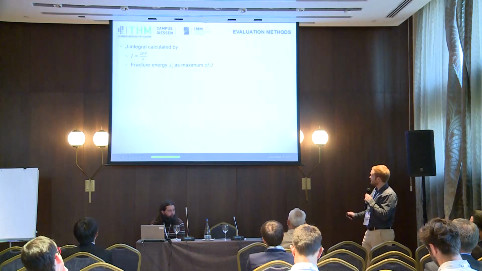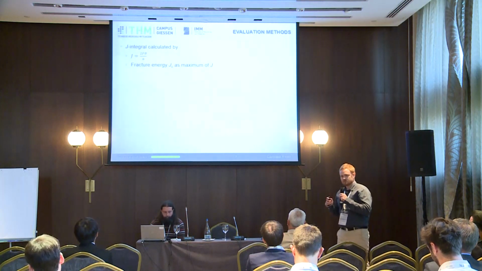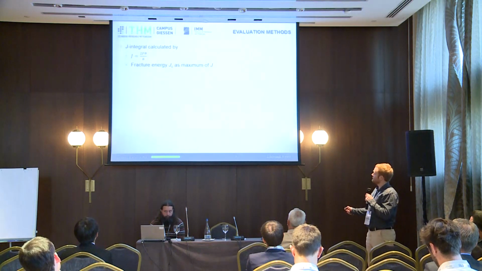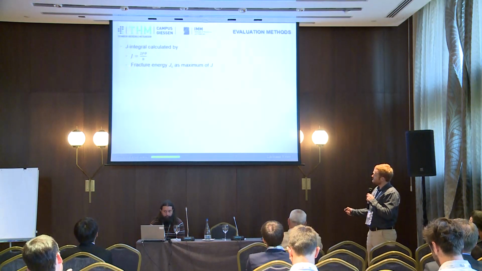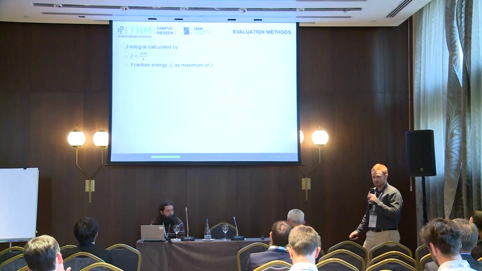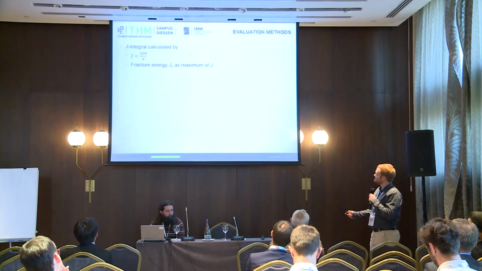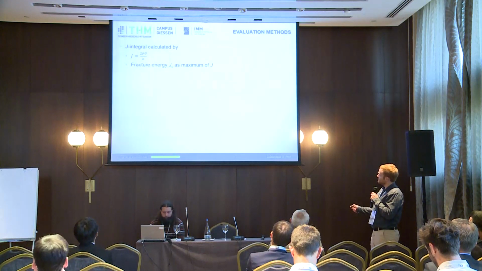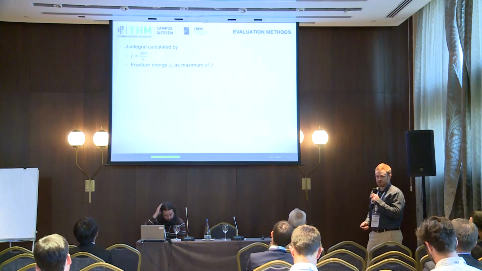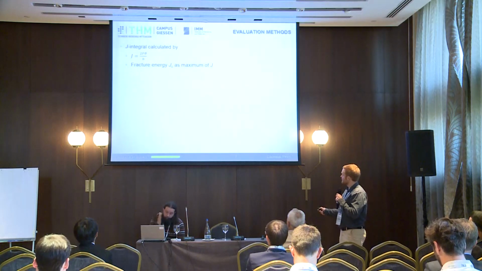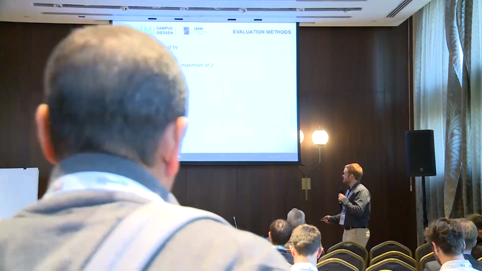So how was the evaluation done? We calculated J directly from the measured values F and theta by using this approach as proposed by Anthony and Paris in 1988. B is the out-of-plane width of the specimen, and the fracture energy J critical was set as the maximum of measured J. This is the first parameter regarding the cohesive law.